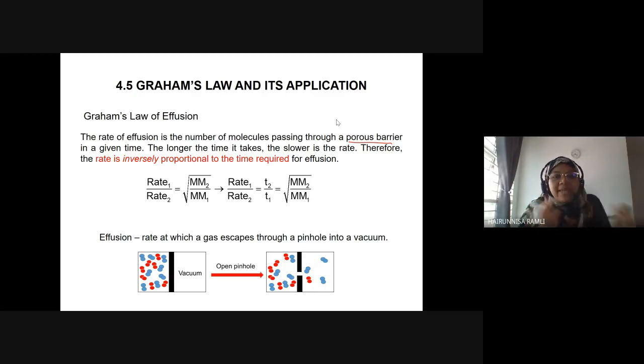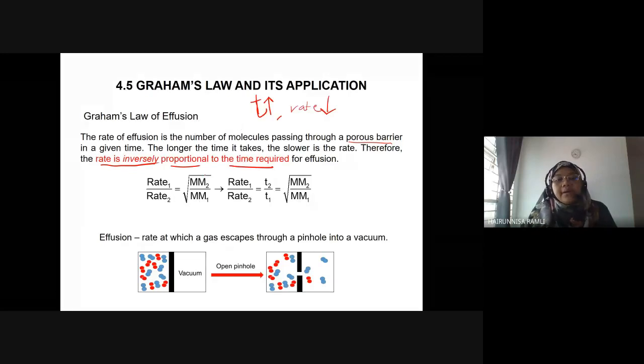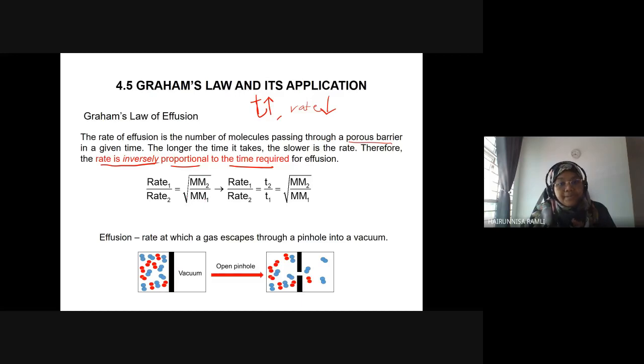Okay, so the longer the time it takes, the slower the rate. Do you understand this sentence? It means the longer the time taken, the slower the rate. So when the time T increases, the rate decreases. That is why the rate is inversely proportional to the time required for effusion. And we know earlier that rate is inversely proportional to molar mass.